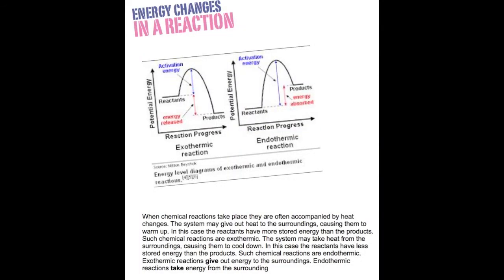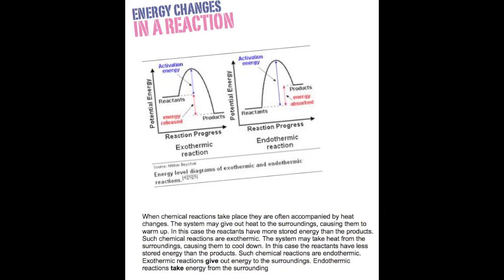When chemical reactions take place, they are often accompanied by heat changes. The system may give out heat to the surroundings, causing them to warm up. In this case, the reactants have more stored energy than the products. Such chemical reactions are exothermic.